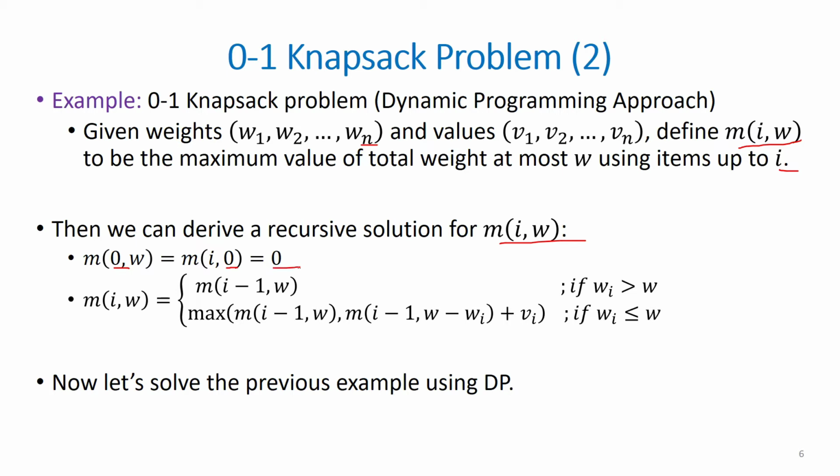Now, if the weight of item i is greater than the weight W, it means that we cannot carry item i, and therefore M[i][W] would be equal to the maximum value of the i minus 1 items already selected. That is M[i-1][W]. Otherwise, if Wi is less than or equal to W, then we have to take the maximum of M[i-1][W] and M[i-1][W-Wi] plus the value of item i. Let's use this recursive equation in our example.